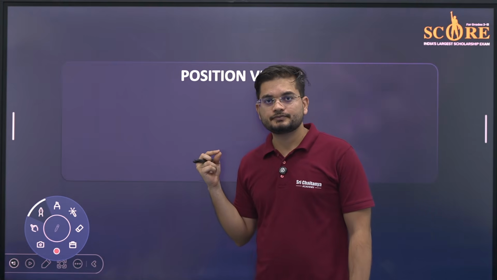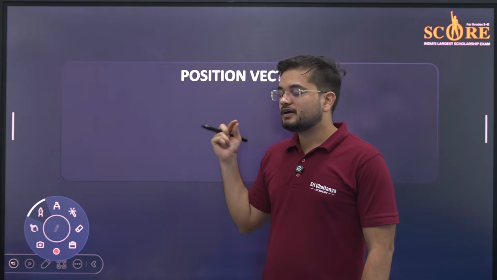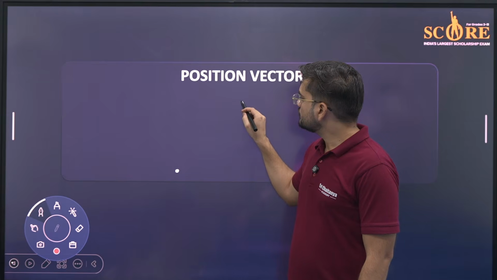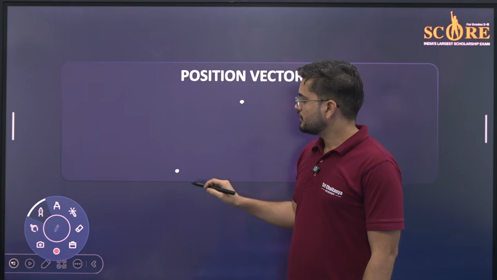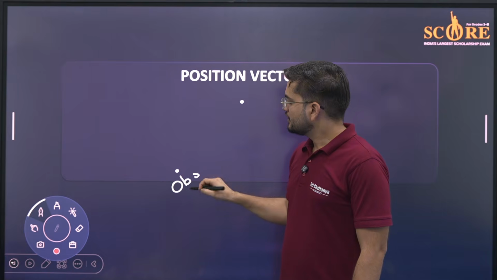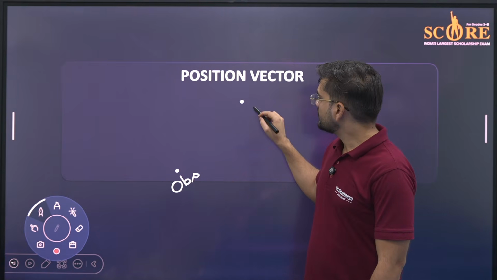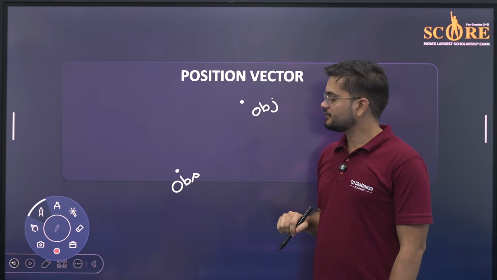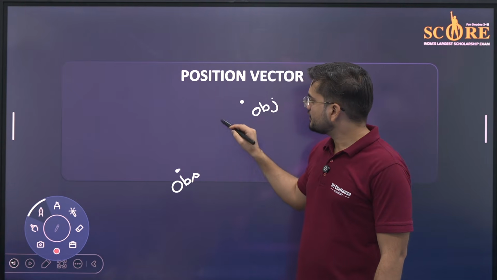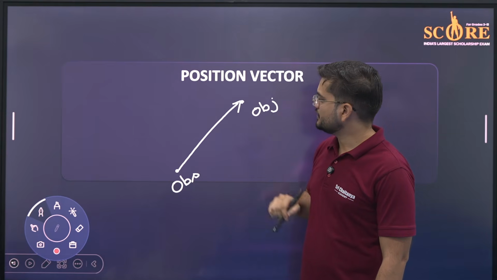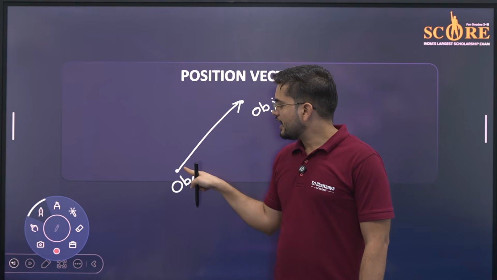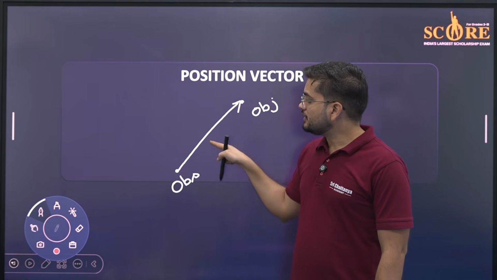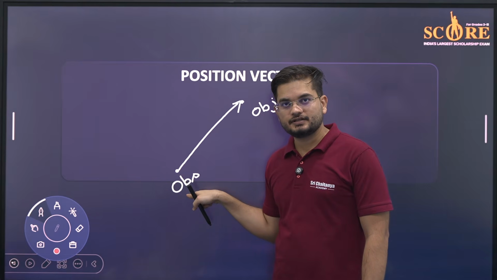So the first parameter is position vector. What is position vector? Position vector is a vector which connects the observer to the object. If here is the observer and here is the object, then the position vector will be defined like that. The head of the vector will be on the object and the tail will be on the observer side. Got it?